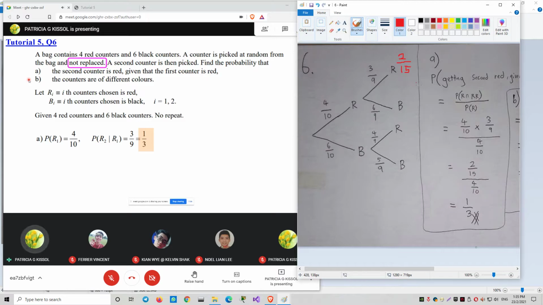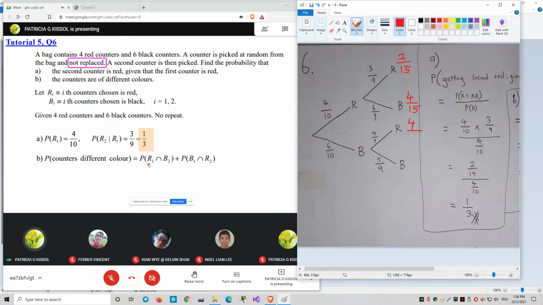The second one, the counters are of different colors for part B. So when the counters are different colors, that means we want to pick 2. It could be the first one red and the second one black, or it could be the first one black and the second one red.